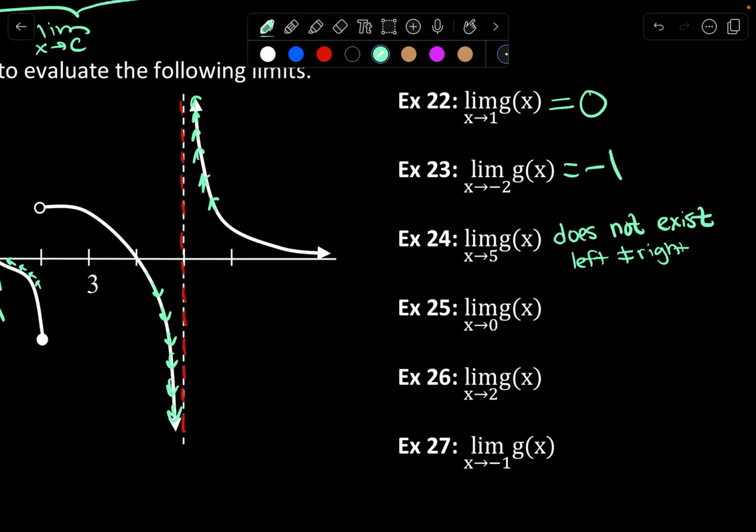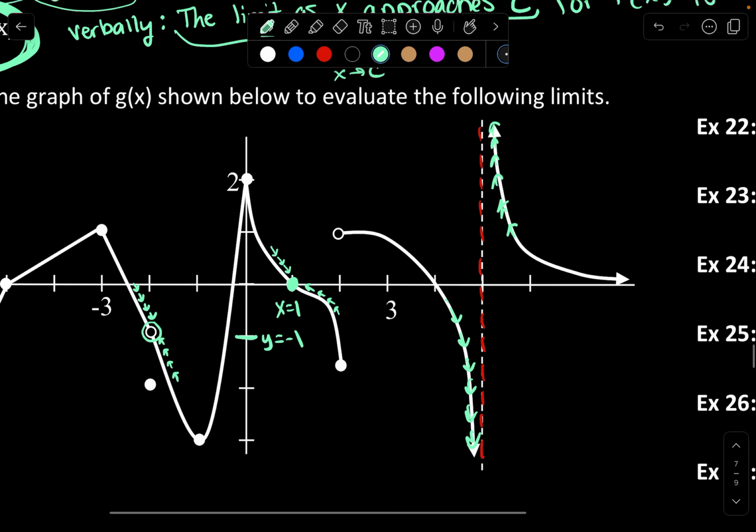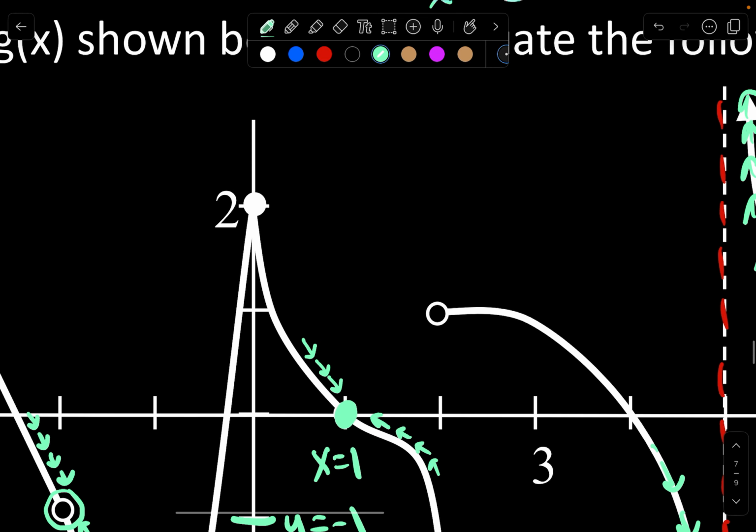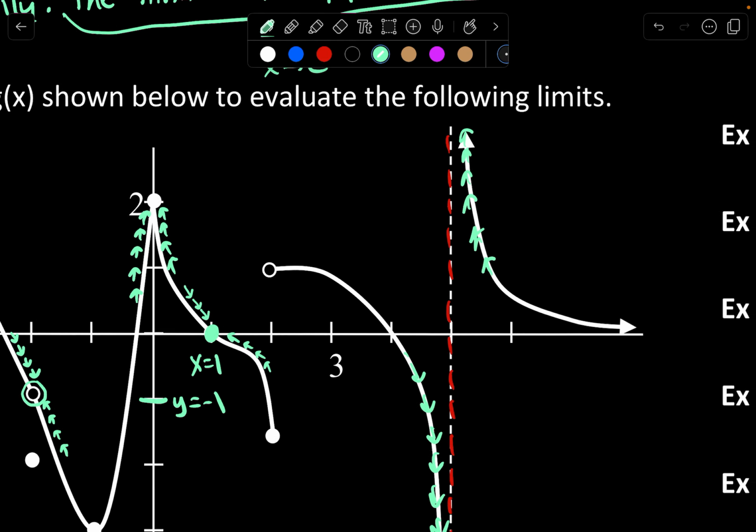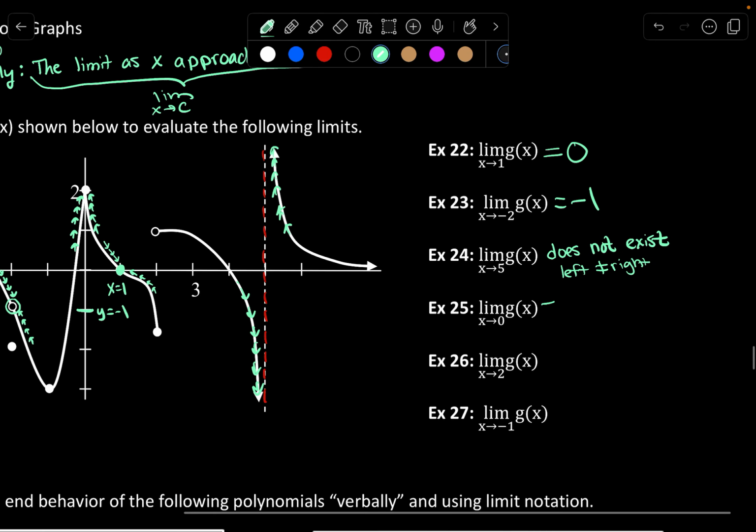So the limit as x approaches 0 for g of x. We have a corner, or not a corner, I guess it's a cusp maybe. But as we approach it from both sides, from the left side it's approaching an output of 2, and the right side is also approaching an output of 2, okay? So that means it will be 2.